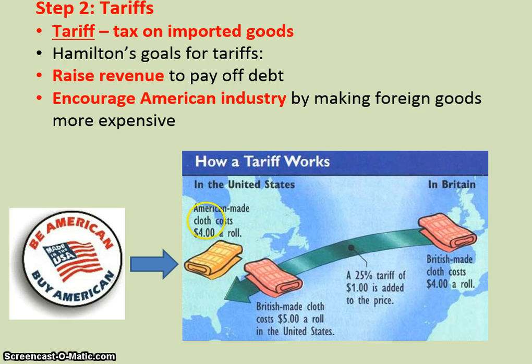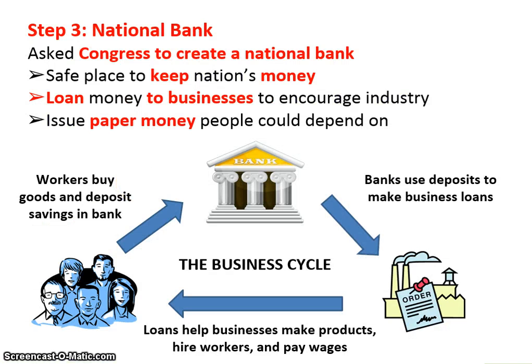So the goal of this tariff was to encourage American industry by making foreign goods more expensive. This is also called a protective tariff because it protects domestic businesses. And his third step was a national bank. He asked Congress to create a national bank for a number of reasons.